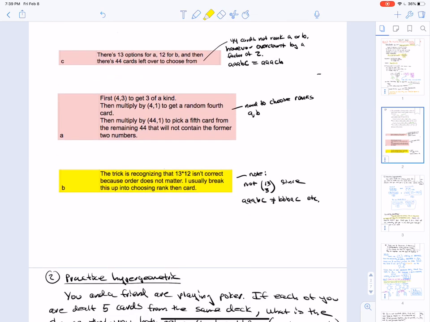Finally, a correct answer. The trick is recognizing that 13 times 12 isn't correct because order does not matter for the singles. You should note, however, that you wouldn't want to write 13 choose 3 because, for example, AAABC is not the same as BBBAC in your poker hand.